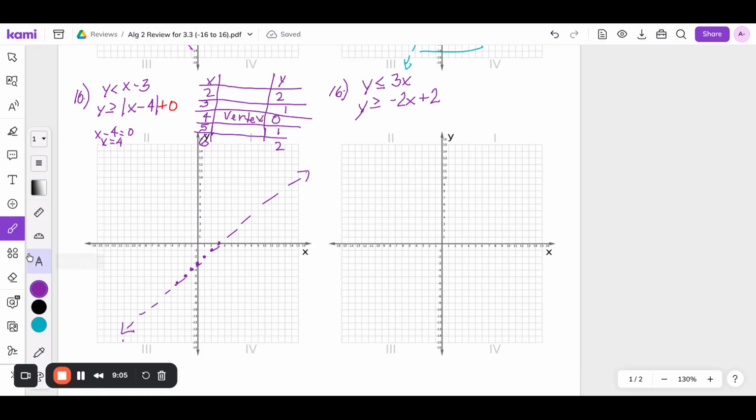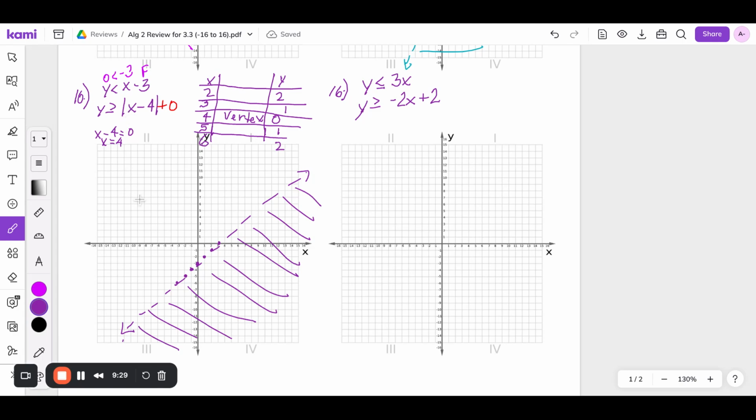Now I'm going to test 0, 0. Okay, so I'm going to go in a different color here. I'm going to test 0, 0. 0 less than negative 3 is my result. Is 0 less than a negative number? No, it's not. That's false. So I'm shading this side of the line because 0, 0 made a false statement.